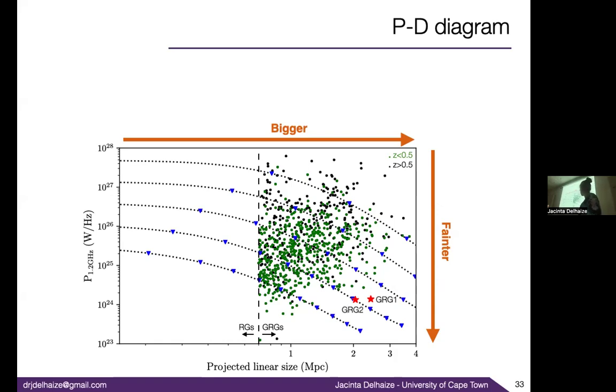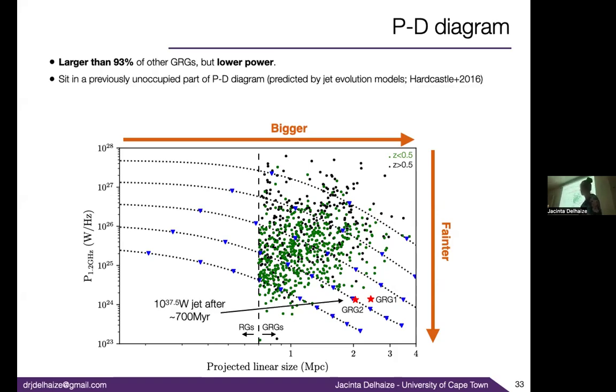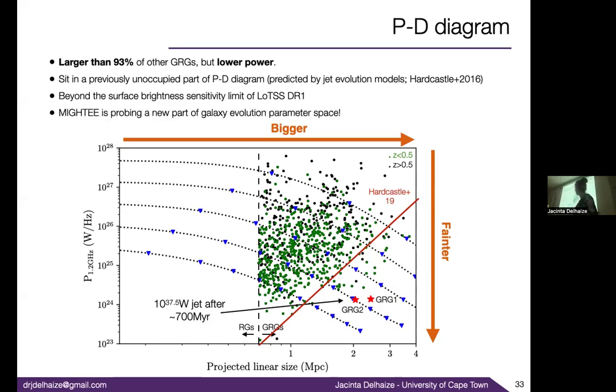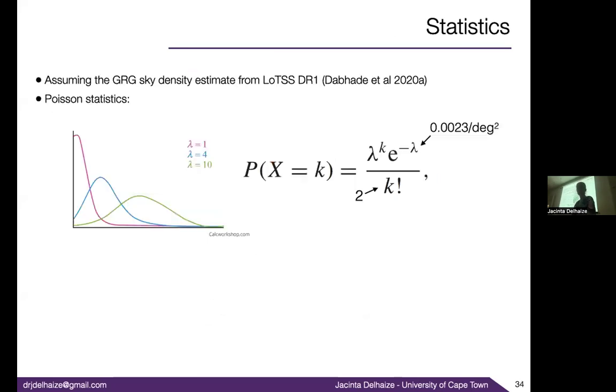Here is where GRG1 is sitting, and here is where GRG2 is sitting compared to the other ones known in the literature. So what we see here is that they're actually larger than about 93% of other known GRGs, but lower power. So they're sitting in this previously unoccupied part of the PD diagram. They're beyond the surface brightness limit of this survey called LoTSS, which was performed with LOFAR. And that's why nothing had really been detected there, because the telescopes just really couldn't get into that part of parameter space. But with MeerKAT, we're able to access it and probe a new part of galaxy evolution parameter space.